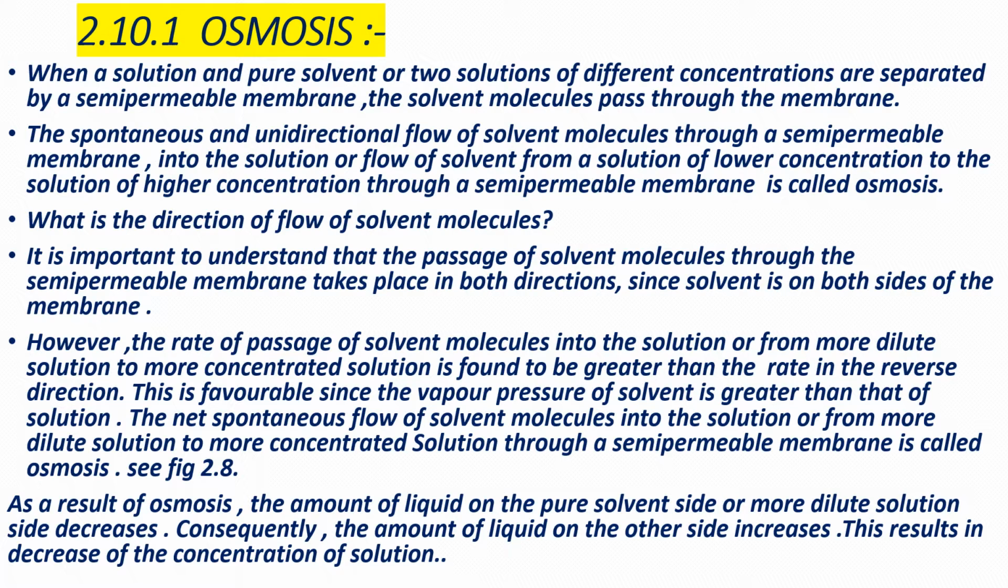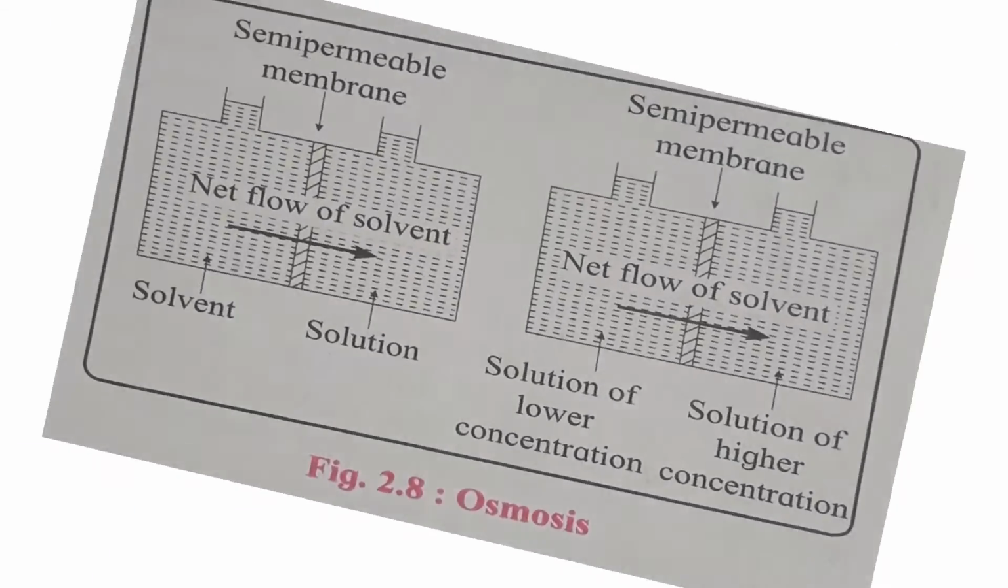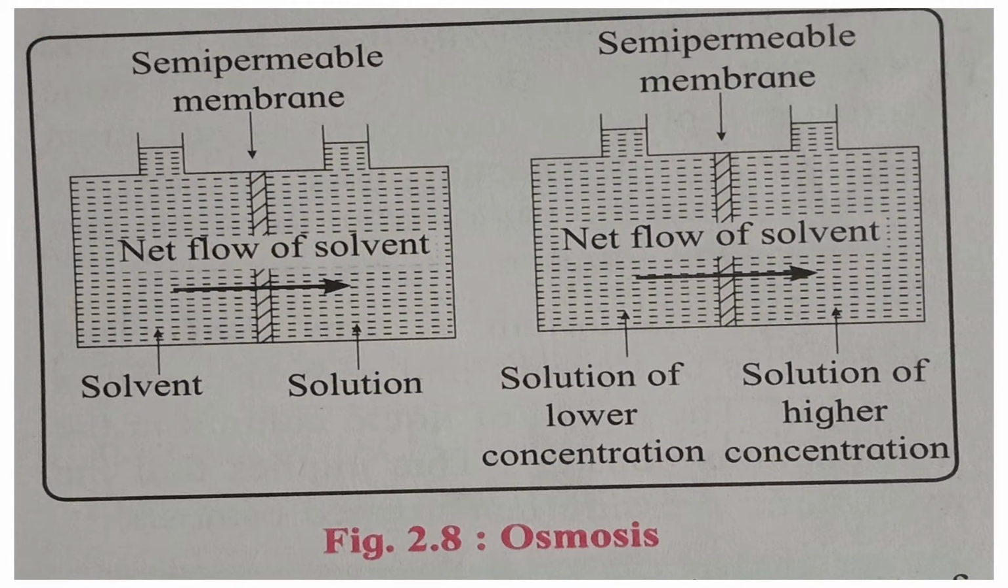In this diagram of osmosis, we simply show the semi-permeable membrane in the middle part. This is the flow of solvent from the solvent side, the solution of lower concentration, to the solution of higher concentration. This diagram you have to simply observe, and read the above explanation again and again, then you will understand these simple things. Okay, next point.